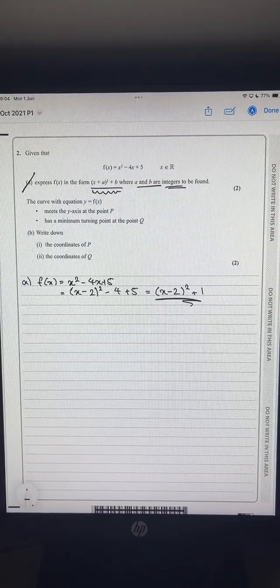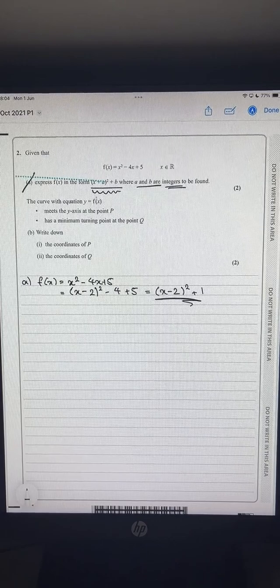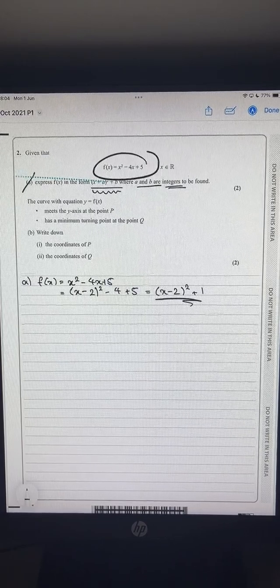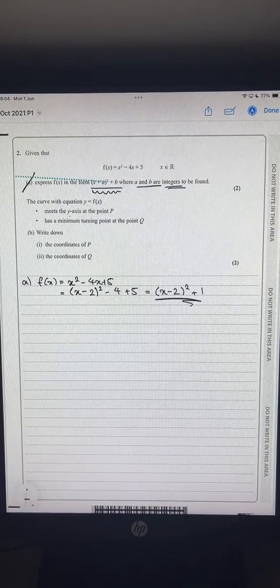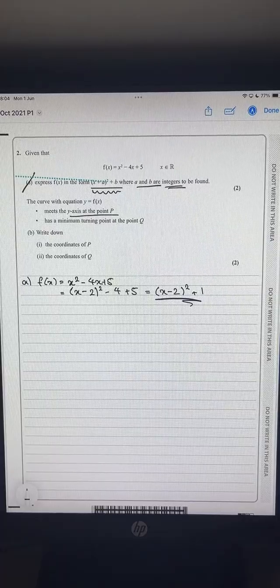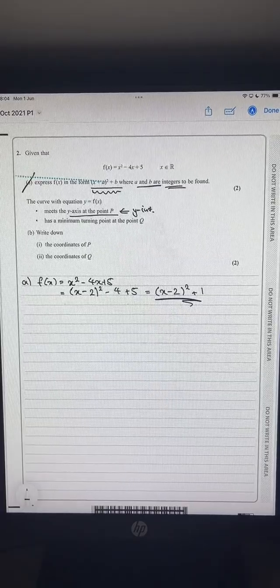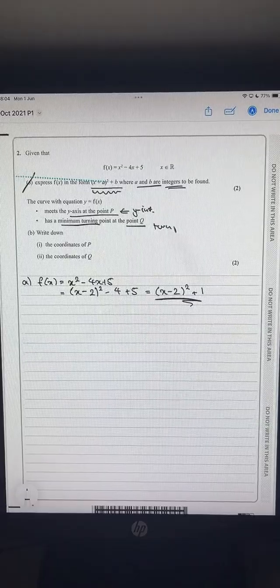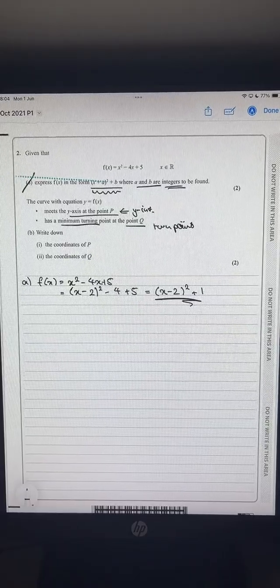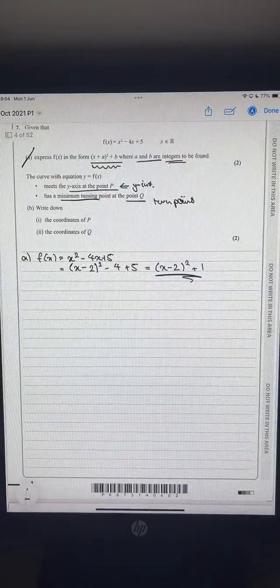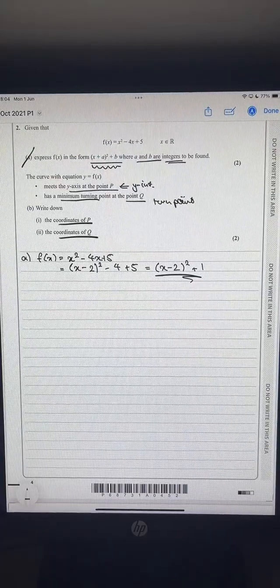Now for part B, we're given some more information. This curve with equation y equals f of x, which is just this thing over here, meets the y-axis at point P. So this is about the y-intercept, and has a minimum turning point at point Q. So this is, as it says, about the turning point. And then, yes, this is year 1 content. So then we need to find the coordinates of P and the coordinates of Q.